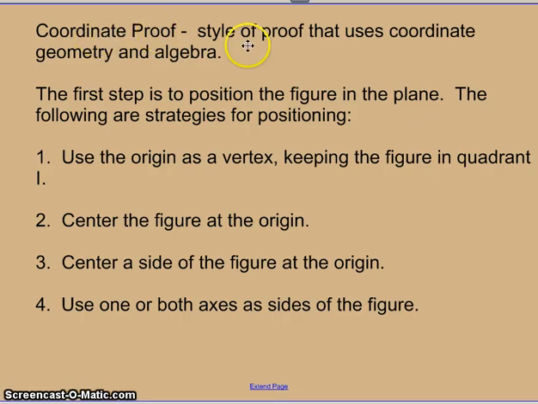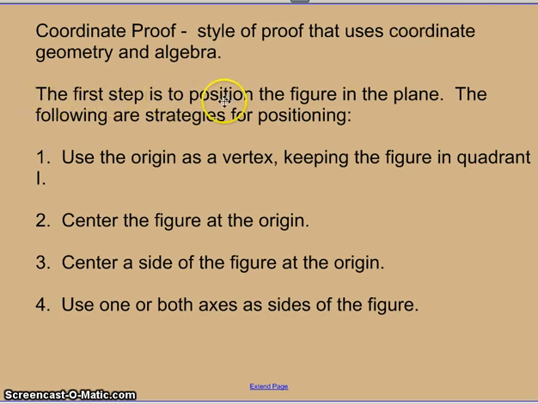A coordinate proof is a style of proof that uses coordinates, geometry, and algebra. So it's going to incorporate a lot of algebra into this. The shapes that we talk about, squares, rectangles, and so on and so forth, are the geometry part of it. And we're going to be doing it in the coordinate plane.